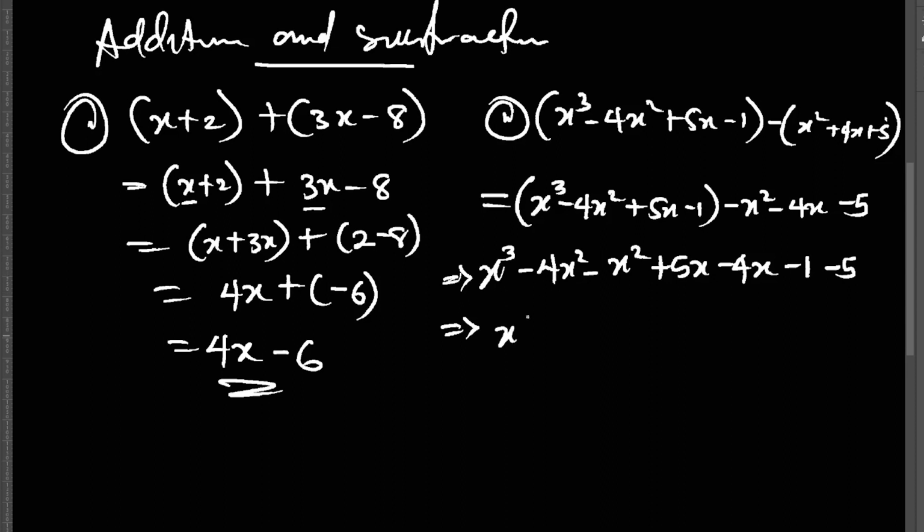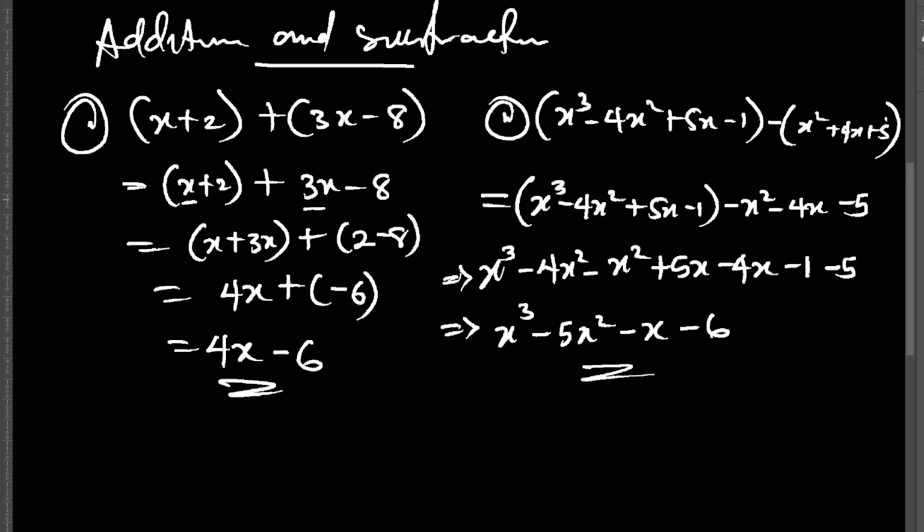So this is still what? X cubed. And this is minus 4x squared minus what? X squared. That will give us minus 5x squared. And this is plus 5x minus 4x. That will give us minus x. And this is minus 1 minus 5. That gives us minus 6. And this is the result of x cubed minus 4x squared plus 5x minus 1. And minus into brackets x squared plus 4x plus 5.